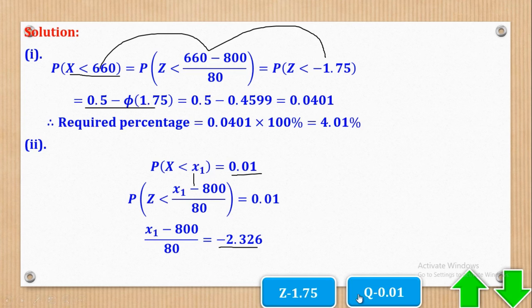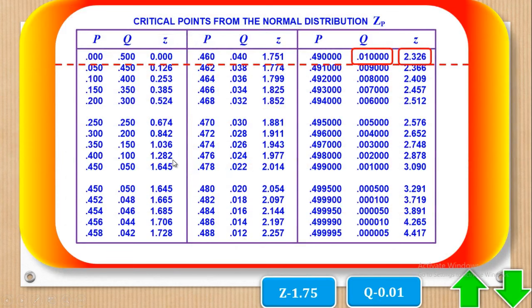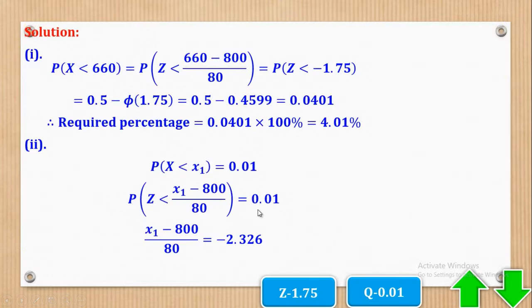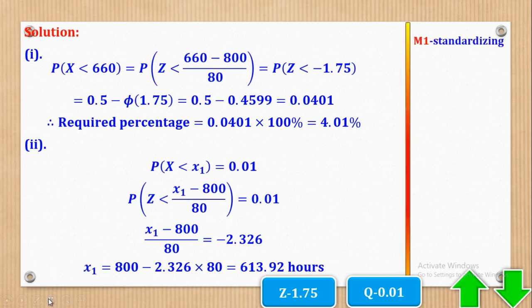So this value is got from the critical points. If you look at the critical points, this one is under the tail because it was only one value. If it starts from 0 to a z value, we use p, but if it starts from a z value onwards or less than, we shall use the tail. So under the tail, we look for 0.01, and therefore the corresponding z value is 2.326. Because this one is smaller than 0.5, it will be negative. Therefore, when I cross multiply and make x1 the subject, it will be 613.92 hours. So basically, that's what they wanted in Roman 1 and Roman 2.